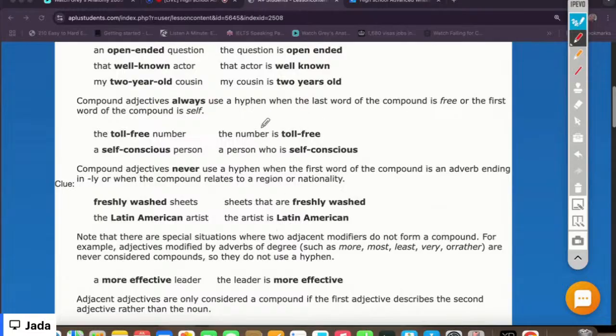So, compound adjectives always use a hyphen when the last word of the compound is free or the first word of the compound is self. So if you have free or self, then you use your hyphen, like the toll-free number, self-conscious person, a person who is self-conscious, the number is toll-free. So you can see that.